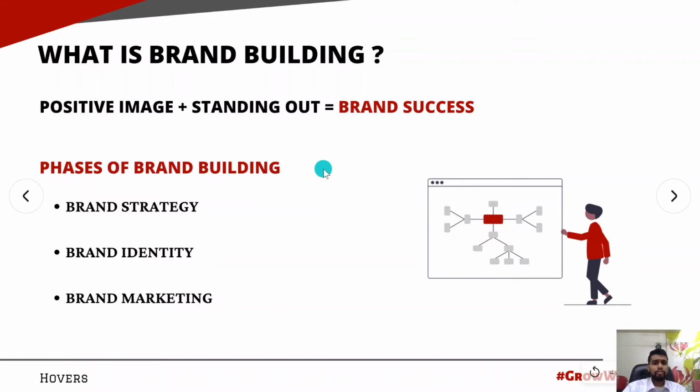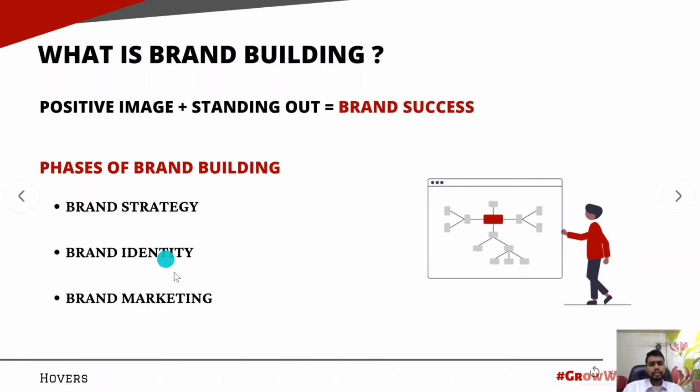What are the phases of brand building? The first phase of brand building is to create a brand strategy. It is followed by making a brand identity, and the third is brand marketing. In brand strategy, what you are going to look at is who your customer is, who your competitor is, how and where you are going to place your product, who is going to buy your product, and what pricing your brand or product is looking at. So the strategy should be made in order to make your brand stand out from others. That is the main part of brand strategy.